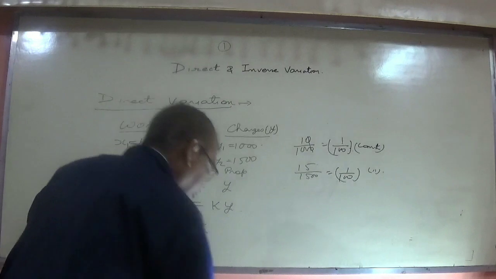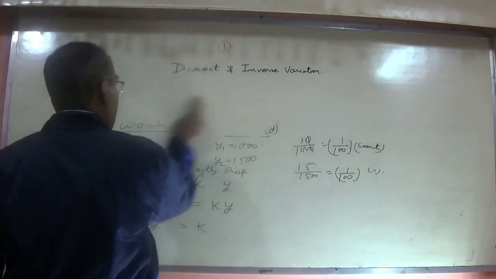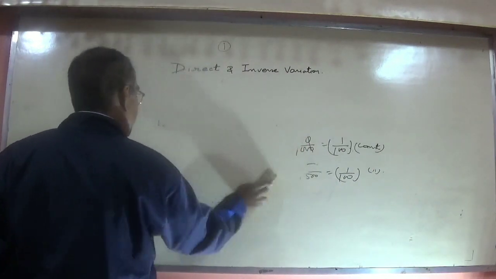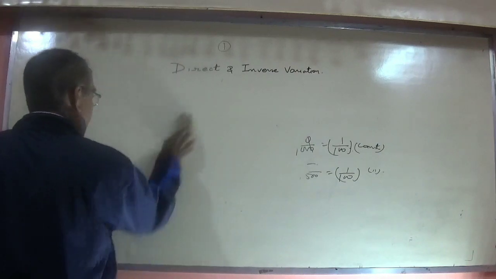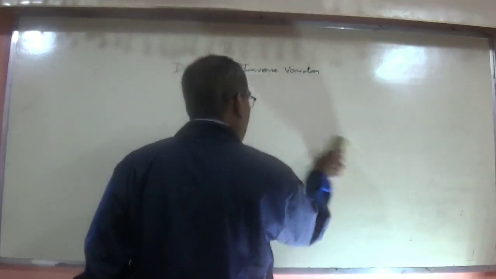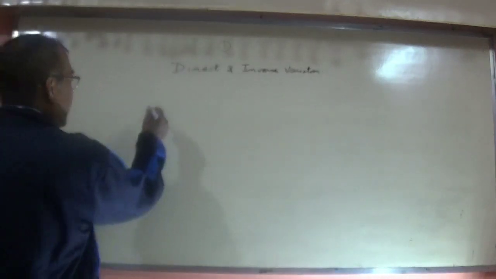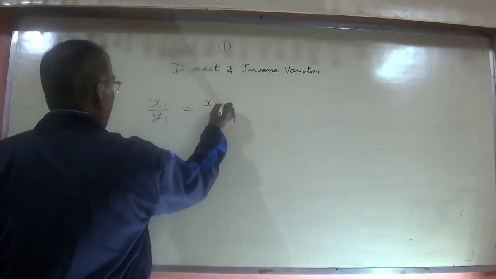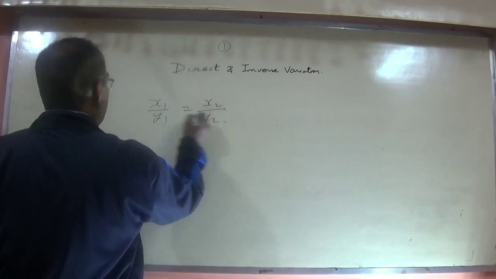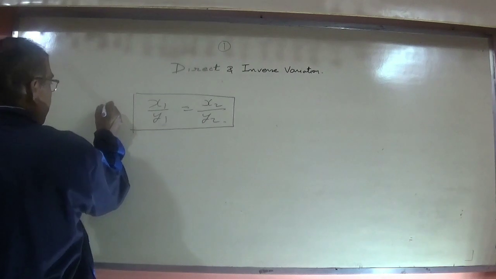So for direct variations, here is a formula. I have told you that whatever the examples I have given here, whatever the value is coming from the ratio x1 by y1, the same value is coming from x2 by y2. So this is actually the formula for direct variations.